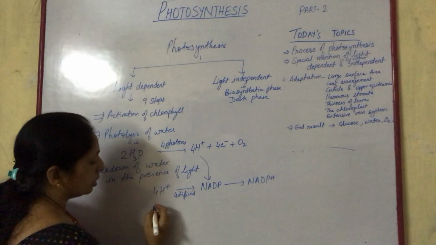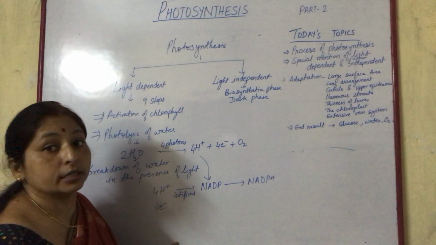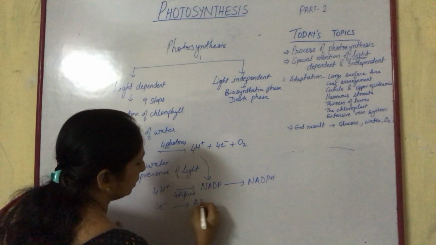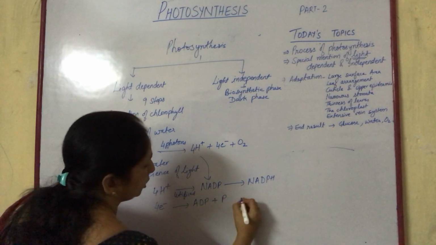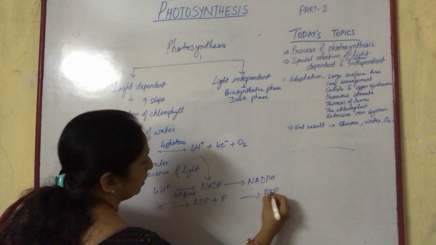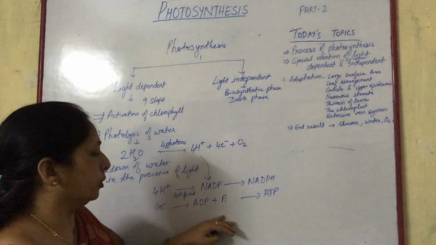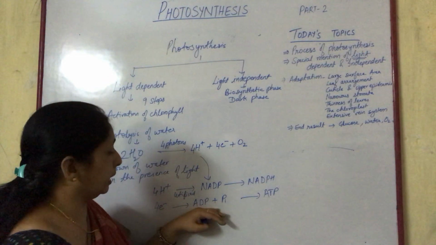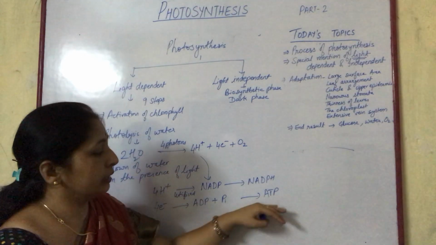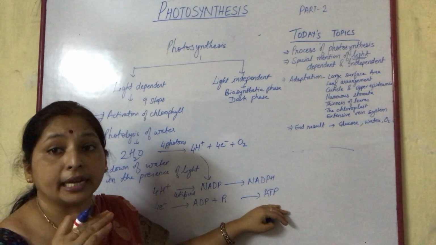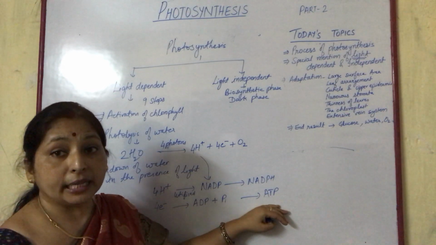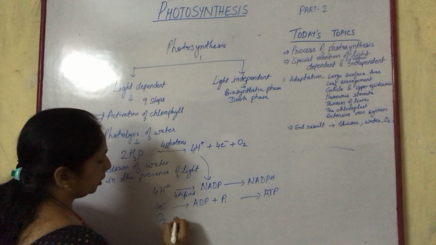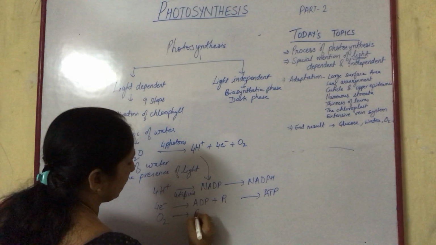Next are the electrons. The 4 electrons released during this process are utilized to convert ADP into ATP by adding one phosphate molecule. ADP gets added with one phosphate with the help of these 4 electrons and gets converted to ATP. ADP is adenosine diphosphate, ATP is adenosine triphosphate. Last is the O2, or oxygen molecule. Oxygen is released out.